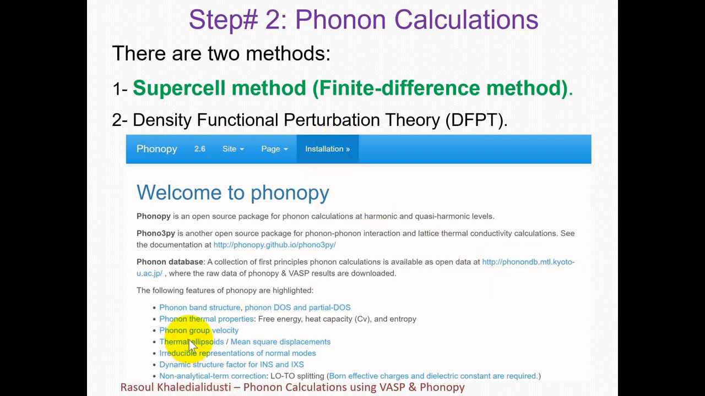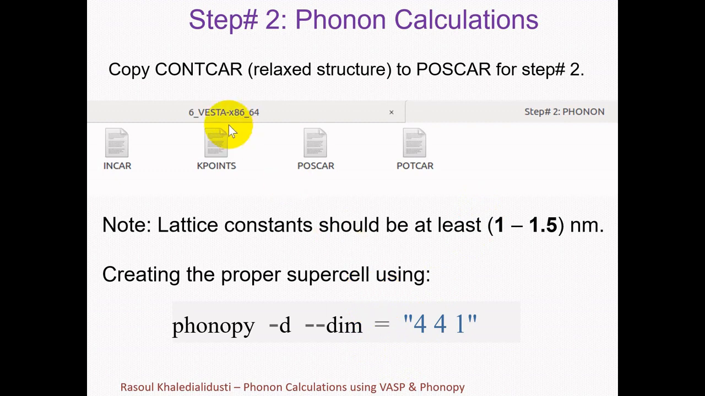As you can see here, Phonopy has many features, for example phonon band structure, phonon density of states or partial density of states, phonon thermal properties such as free energy, heat capacity, and entropy, group velocities, and many others, and you can check on the website. In this unit, I will try to explain how to calculate the phonon band structure and density of states and also thermal properties. Well, we first need to create the proper supercell from the relaxed structure obtained in the first step.